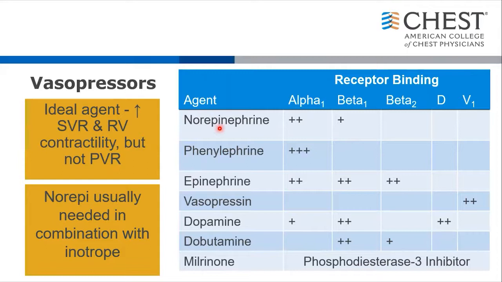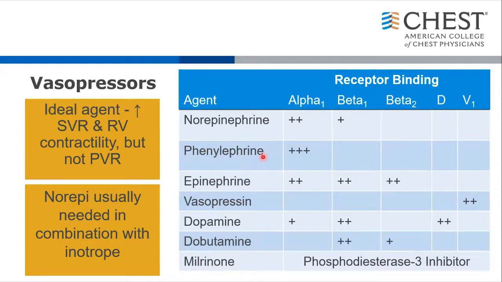Norepinephrine is generally the one that most of us will try first in these cases, realizing that it may not be enough in and of itself, and that we may have to add an inotrope. And usually in that case, we'll reach for dobutamine because it's fairly easy to use, or milrinone as well. Those are the sort of two inotropes that most folks will use.